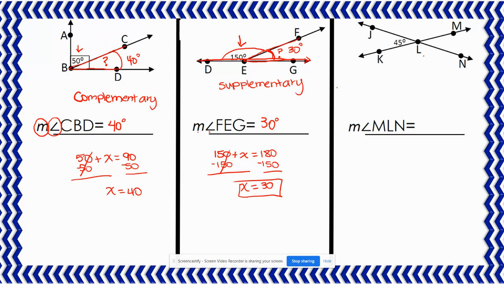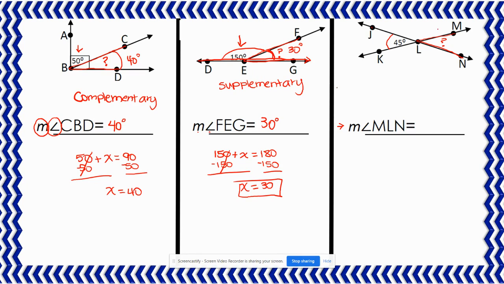Now for this problem, what I notice is that I have two intersecting lines. So I have line JLN, which intersects or crosses line MLK or KLM. This tells me that angle JLK is 45 degrees. And the question is asking for the measure of angle MLN. So M to L to N is right here. So I want to know, what is this angle?